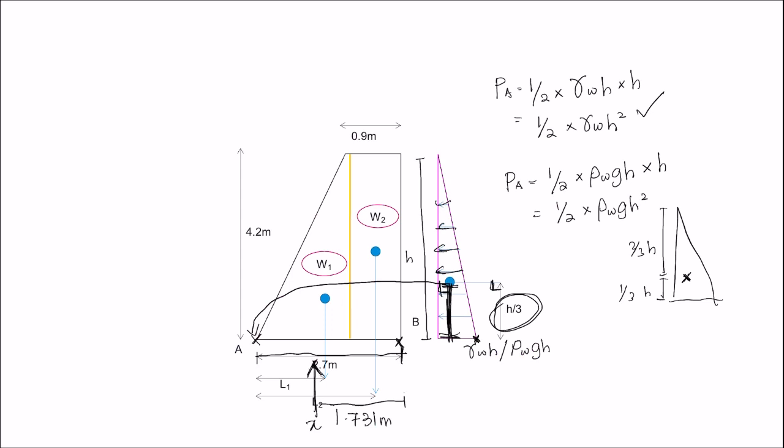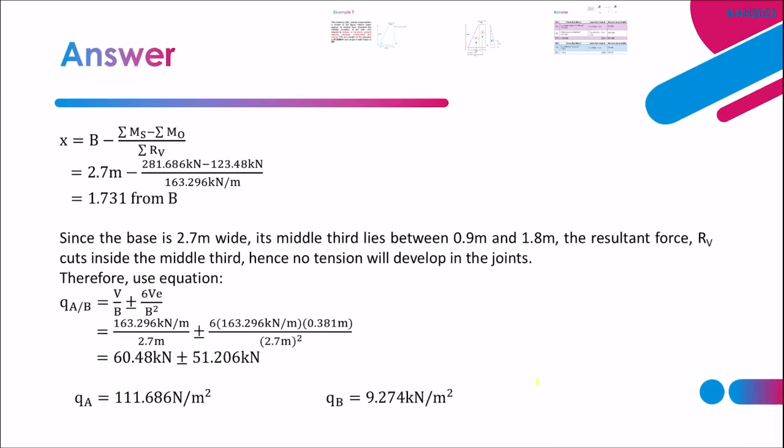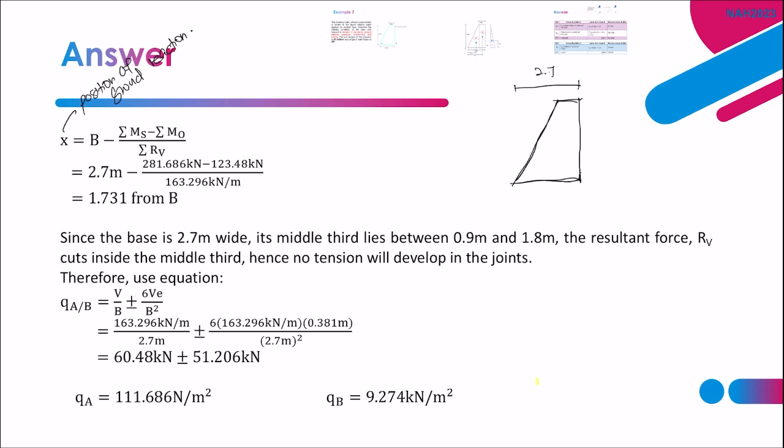Okay, from point B, we need to check if there is tension in the joint or not. How are we going to do that? We will use the middle third rule. We know that this is 2.7 meter, divided into 3. Starting from B, we have 0, 0.9, 1.8 and 2.7.